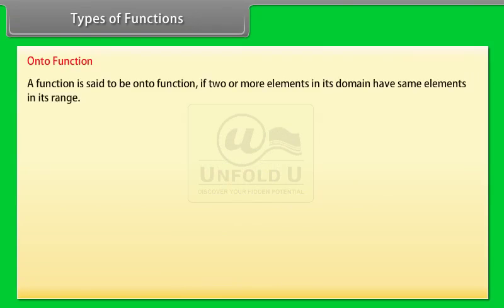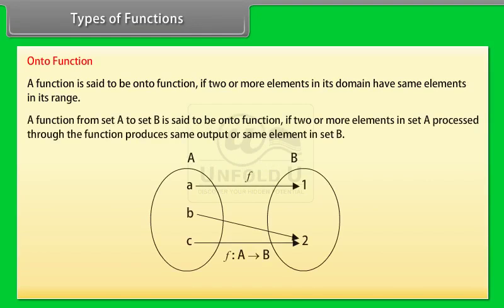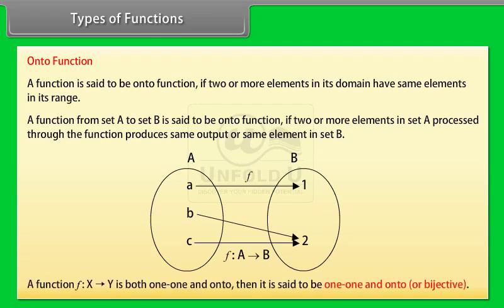Onto function. A function is said to be onto function if two or more elements in its domain have same elements in its range. Or, a function from set A to set B is said to be onto function if two or more elements in set A processed through the function produces same output or same element in set B. A function f from X to Y is both 1-1 and onto, then it is said to be 1-1 and onto or bijective.